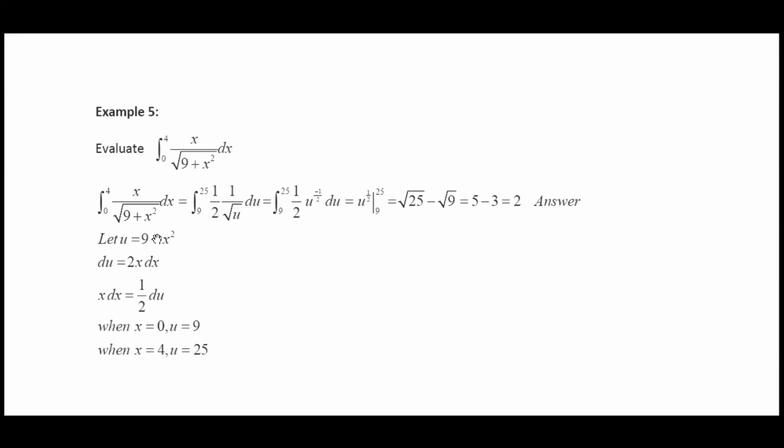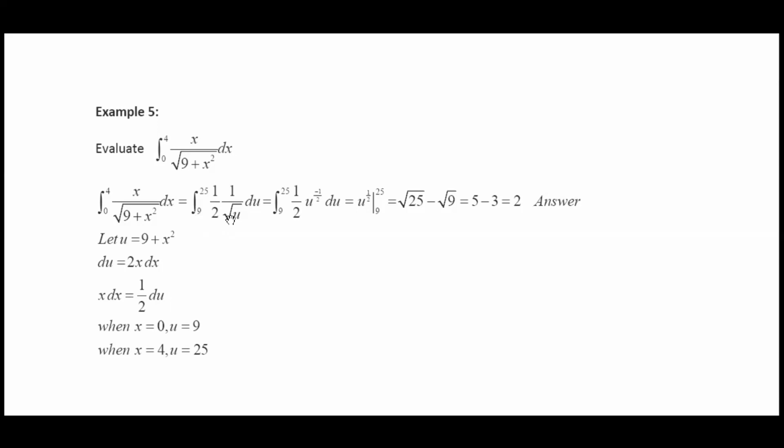So we let u be 9 plus x squared. du is 2x dx. We need x dx, so that's 1/2 du. So we're going to have 1/2 times 1 over the square root of u du. When x is 0, you're going to get 9 for your limit here. And when x is 4, you're going to get 9 plus 16, or 25 for your limit there.